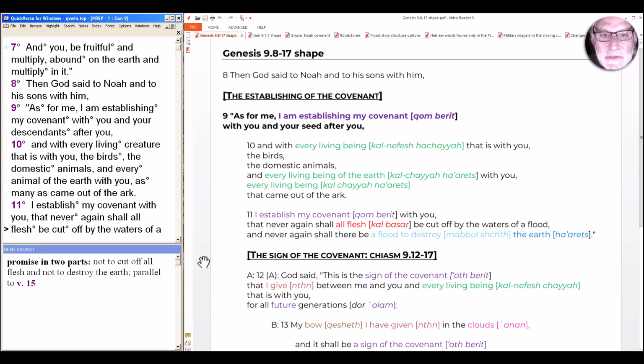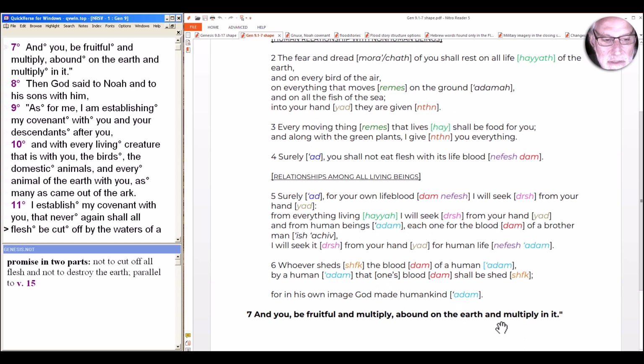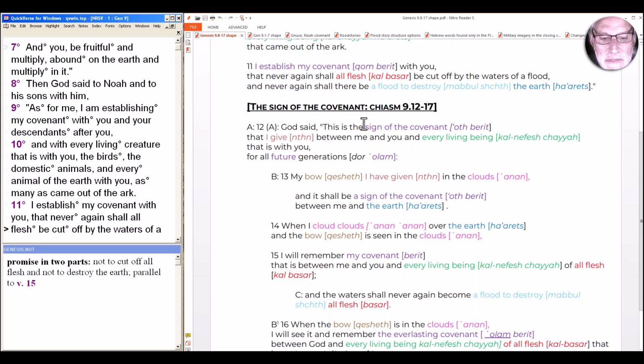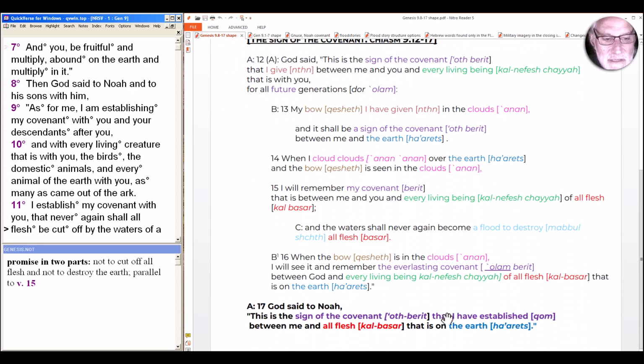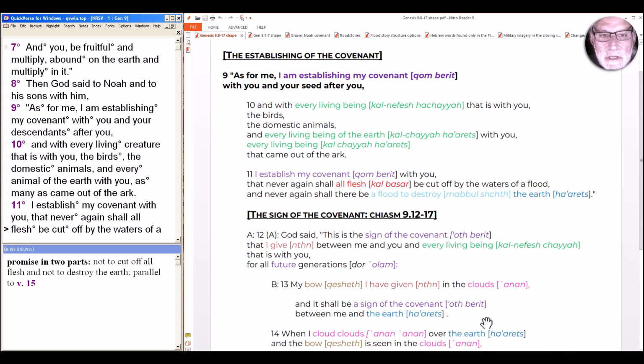And so we look at the shape of this one overall. Like the last one, you can see this is framed by "be fruitful and multiply," there and here, and this is framed by the covenant: "I am establishing my covenant," and then at the end, "this is the sign of the covenant that I have established." So this is about what God is choosing to do here.